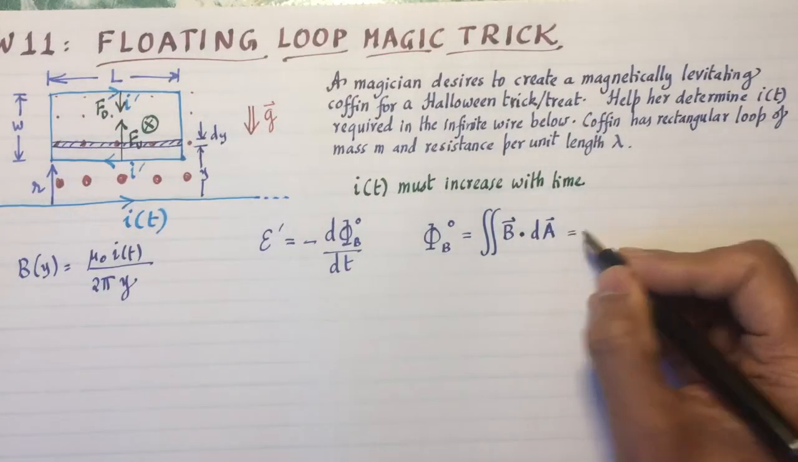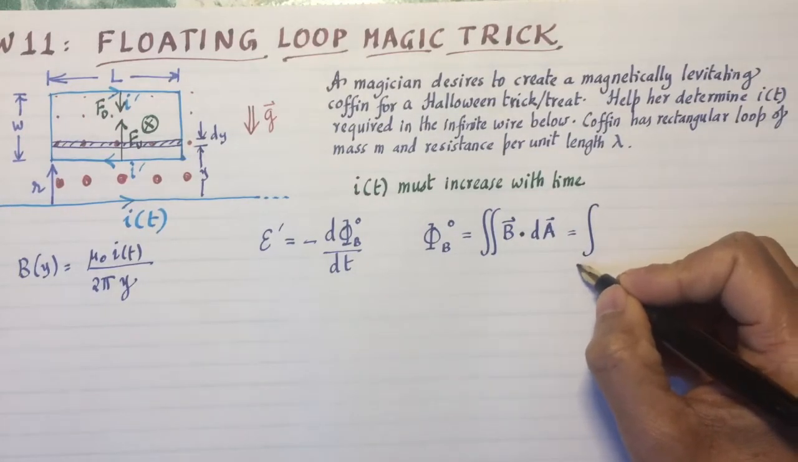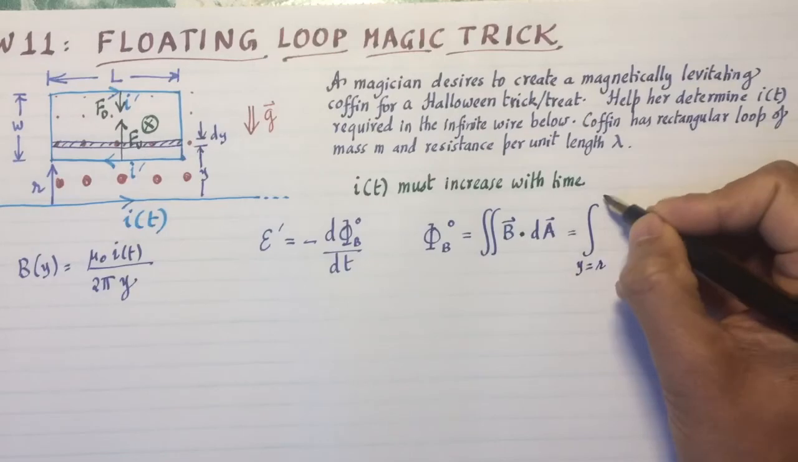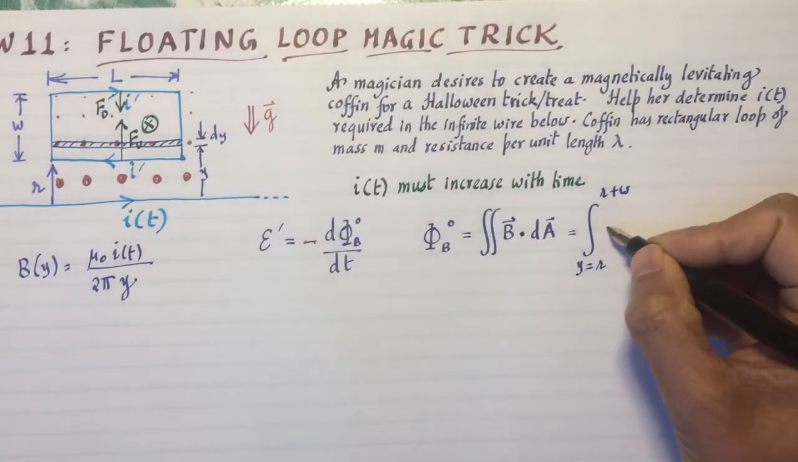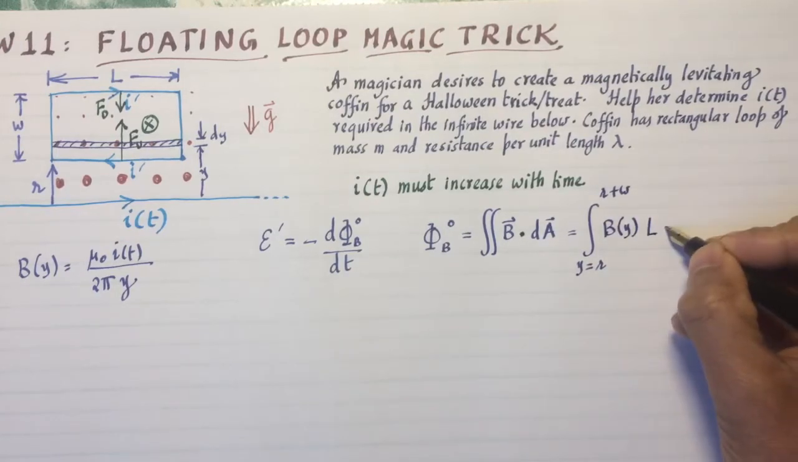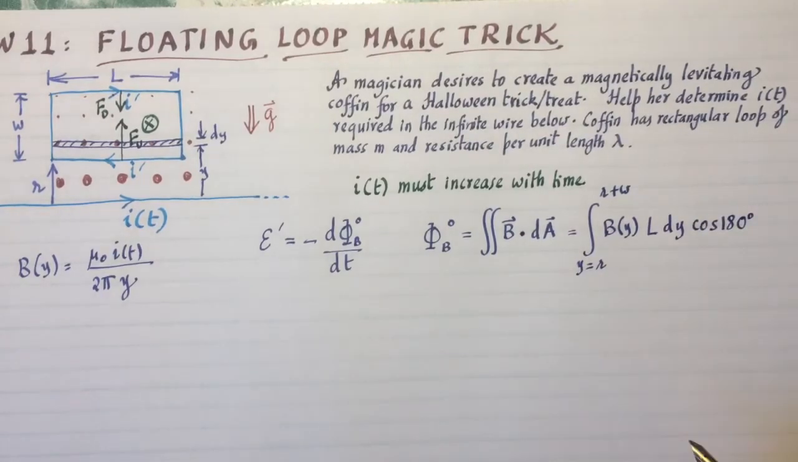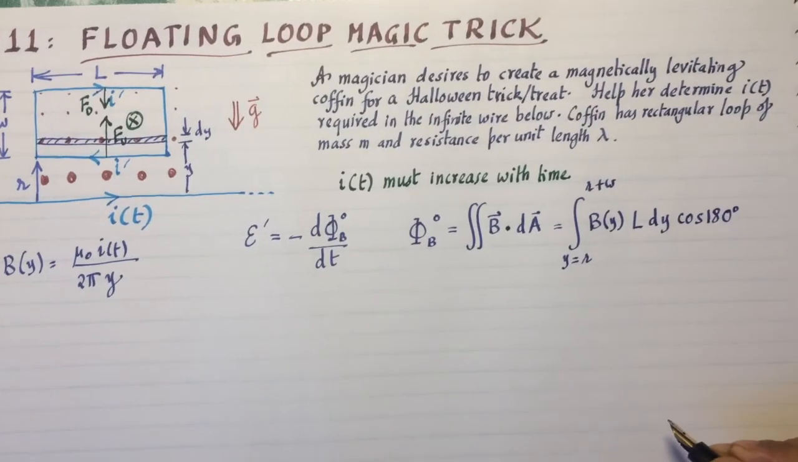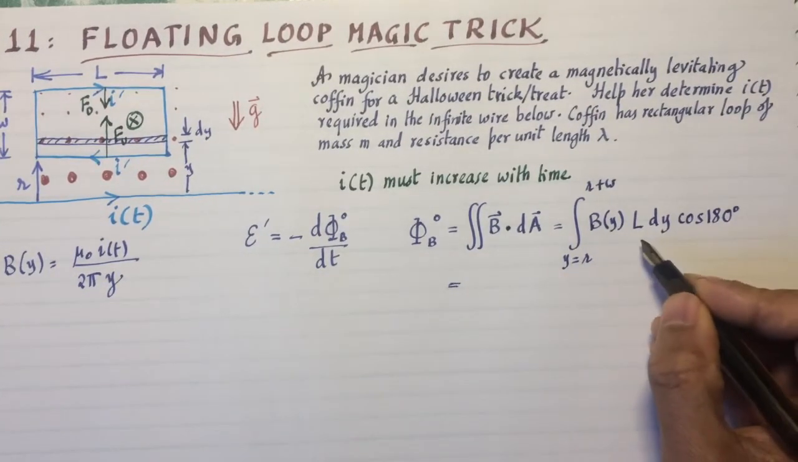So that gives me the integral from y equals r to r plus w, because those are the lower and the upper limits of the loop, of the magnetic field as a function of y times the area element of the strip, which is L dy, times cosine of 180 degrees. So now we have all our ducks in a row. We just have to integrate. That's not too hard to do.